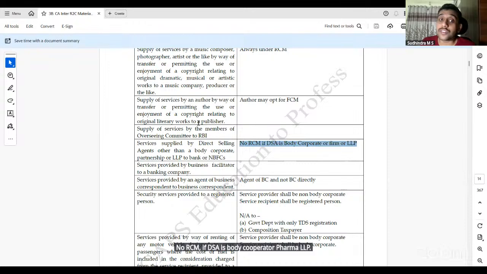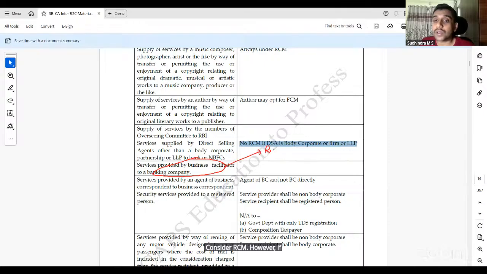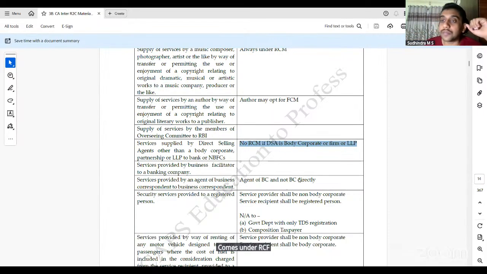Services provided by a business facilitator to a banking company come under RCM. However, if such services are provided in a rural area, exempt. Other than rural area comes under RCM. Similarly, for business correspondent, not the direct supply, the indirect one. Agent of the business correspondent to the business correspondent comes under RCM. Agent of business correspondent and not business correspondent directly.